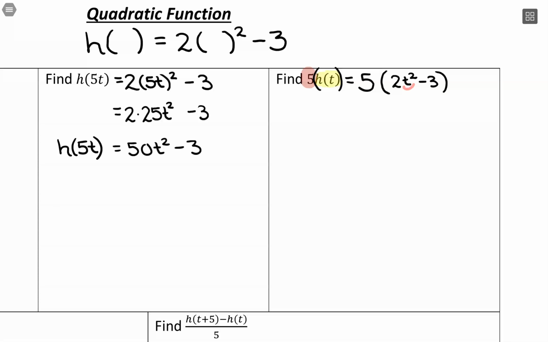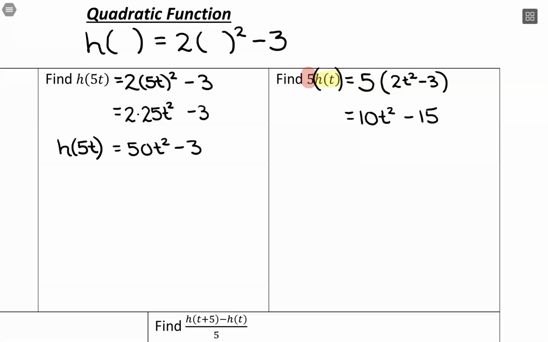And notice the input's just t because t was defined as the input there. So I have 5 multiplying with my function, and then I just need to distribute the 5 in. So 5 times 2 is 10, t squared, and 5 times negative 3, negative 15. And that's done. So we just multiplied our function by 5.